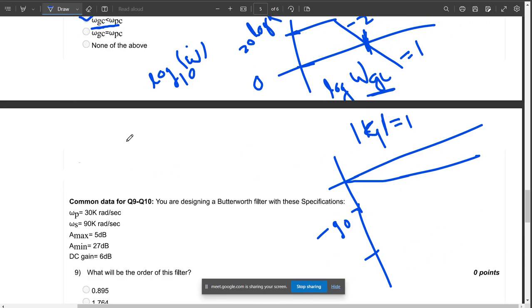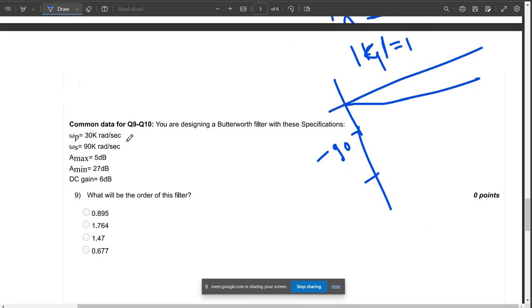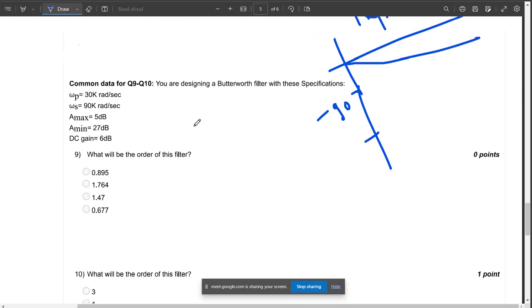Okay, ma'am. So now let's try to solve the next question. Here you are designing a Butterworth filter with these specifications. Omega p is equal to 30k radian per second. Omega s is equal to 90k radian per second. Maximum amplitude is 5 dB. Minimum amplitude is 27 dB, and DC gain is 6 dB. What will be the order of this filter?